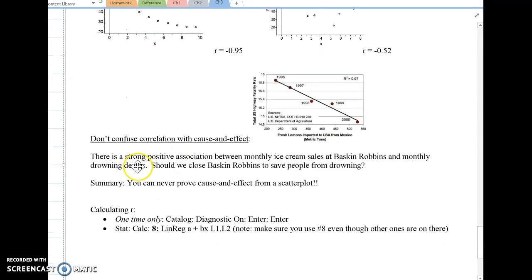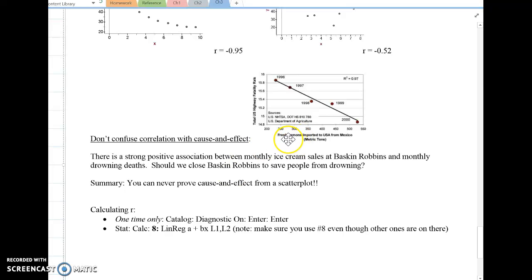Last thing we want to talk about: don't confuse correlation with cause and effect. Just because you have a strong correlation doesn't mean that the X is the cause of the Y. For example, you can see that Baskin-Robbins ice cream sales are strongly associated with drowning deaths. I don't think it's the ice cream sales that are causing it. It's summer, people are swimming, that's the cause. So there's going to be an association, but there's probably something else going on. There can be other things impacting both of them that create that association.